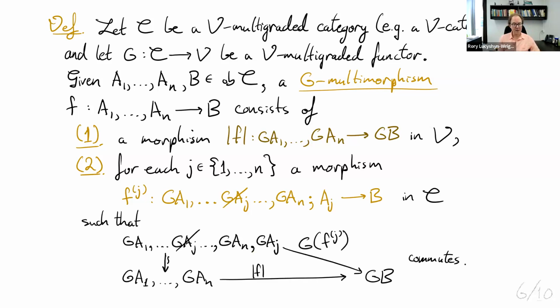So we say that we require that the following diagram commute. So the requirement is that when we apply G to f super j, throw that down to V, we get the morphism on the upper edge of the triangle. And we want that to be the same as what we get by applying the permutation on the left and composing with the underlying morphism in V. This gives us a very general notion of multilinear map in this categorical setting.